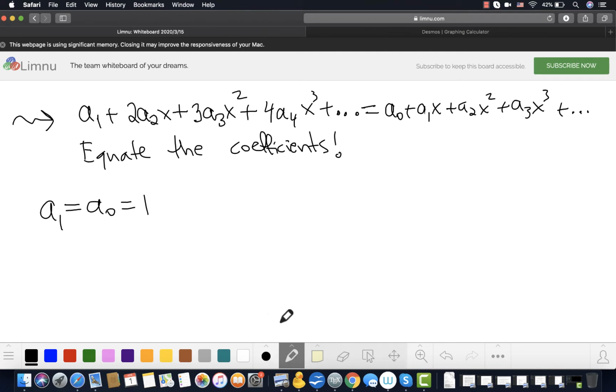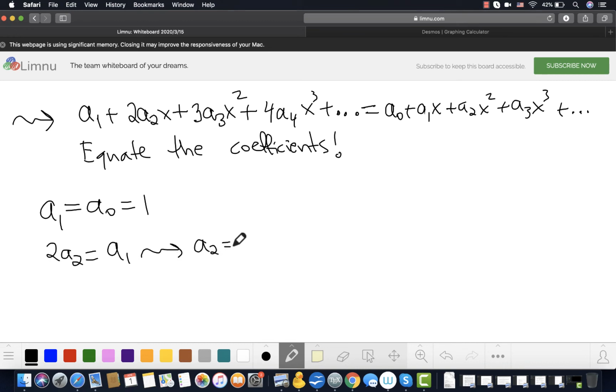Okay, so when you equate the other one, 2a2, that's the coefficient of x on this side, should equal a1, because that's the coefficient of x on the other side. But we have already figured out what a1 is from the previous stage, right? So you kind of work iteratively. So we know what a1 is from this stage. Actually, let me just write a little arrow. So this allows me to solve for a2.